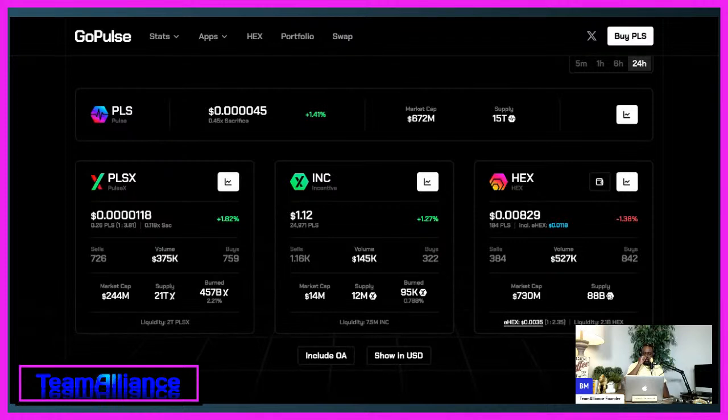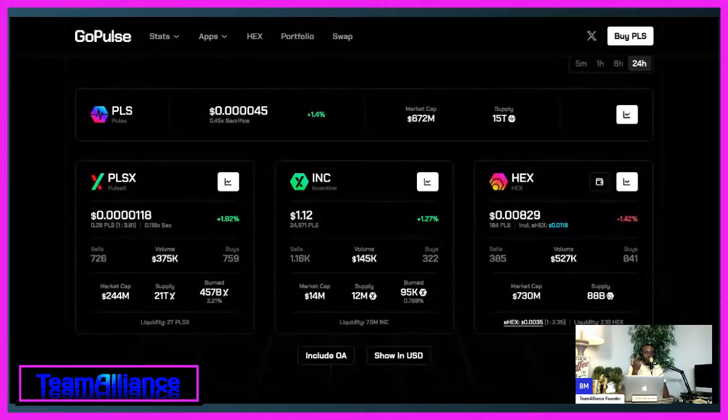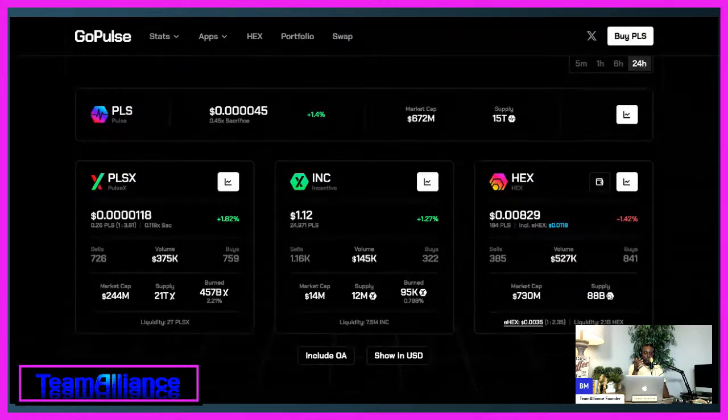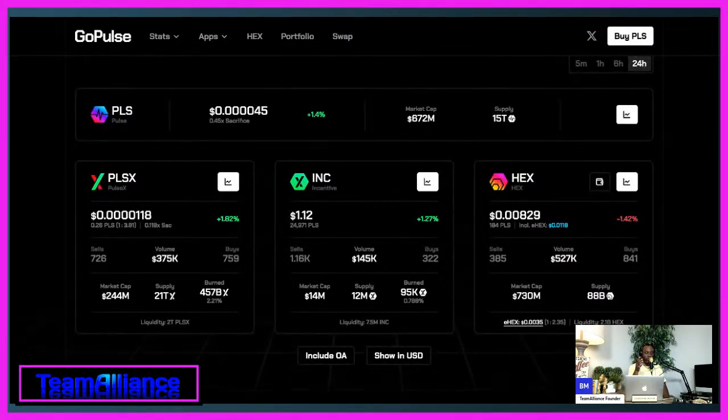So this is GoPulse.com. This website has a plethora of information for all of the HEX ecosystem coins. So that includes Pulse, which is PulseChain, PulseX, and HEX on both blockchains, meaning HEX on Ethereum and HEX on PulseChain.